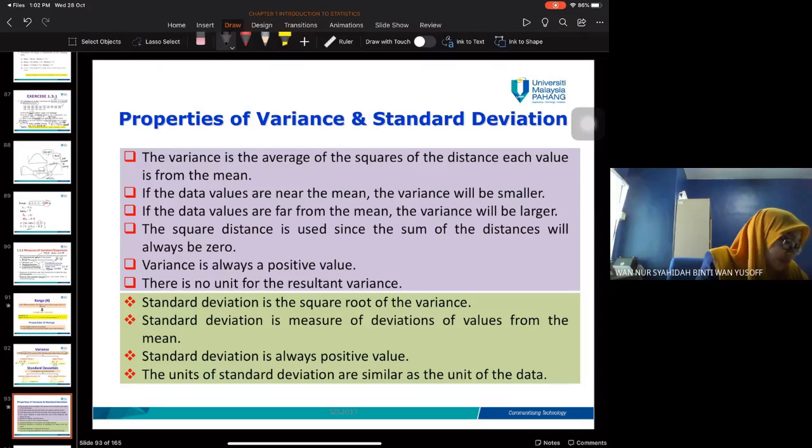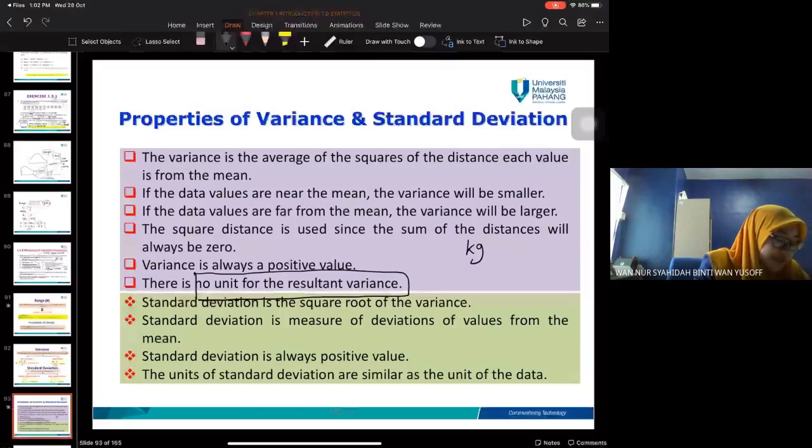Okay, so there is no unit for the variance. Doesn't matter what unit you have. For example, for data we have kg, but when we calculate the variance, there is no unit. So we cannot use kg as a unit for the variance because it is dimensionless. No unit for the variance. If you write a unit, it is wrong.